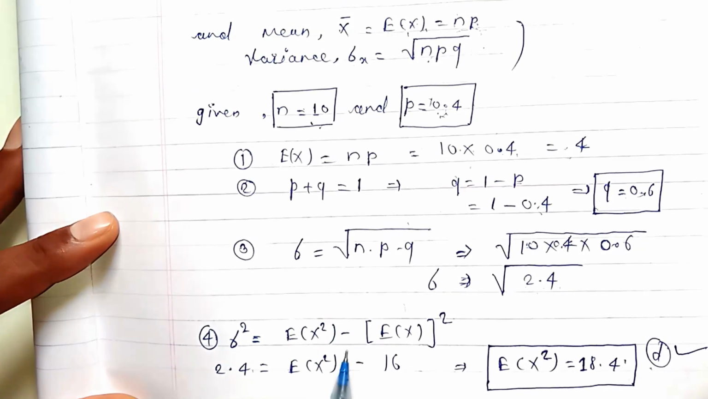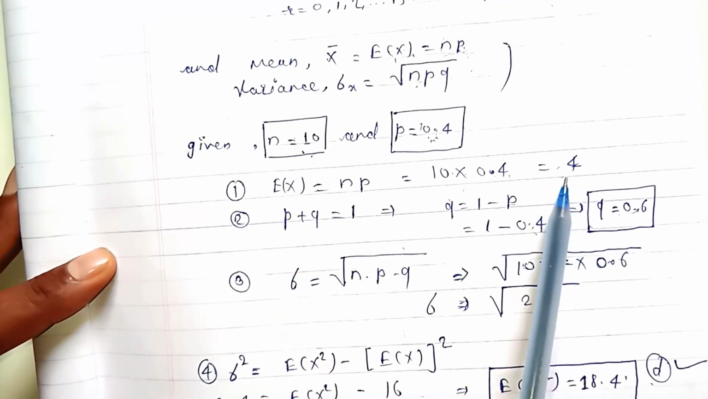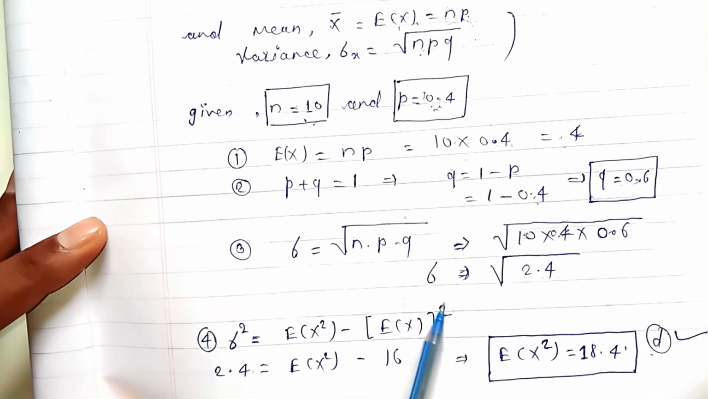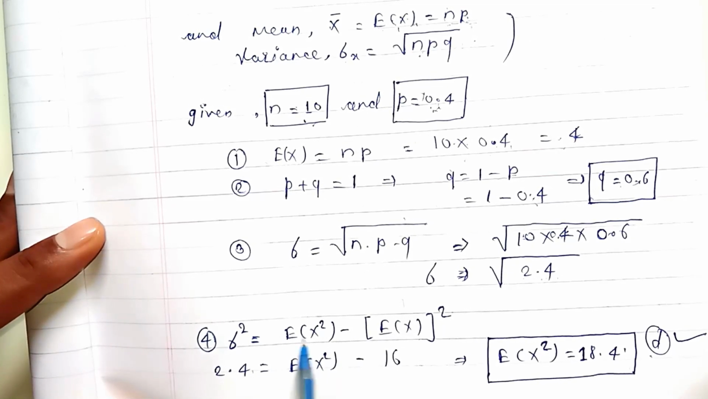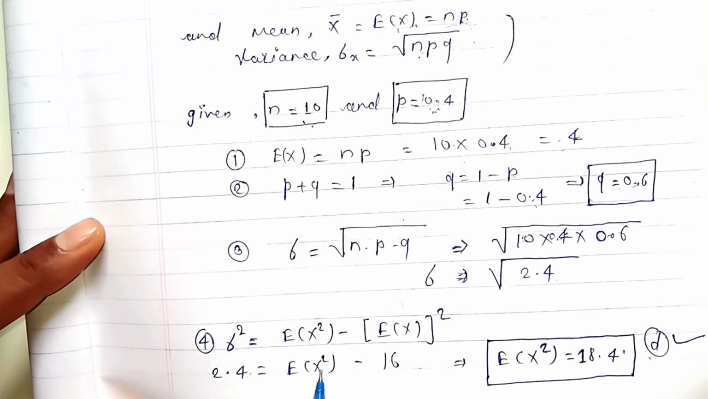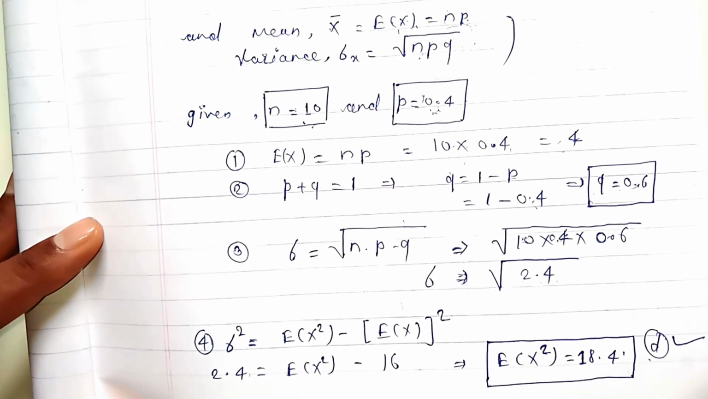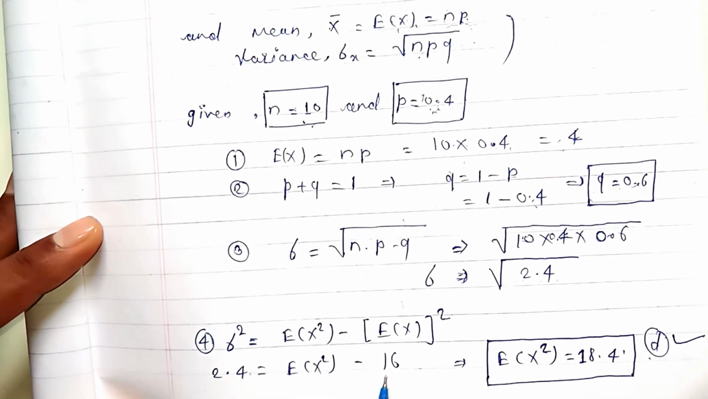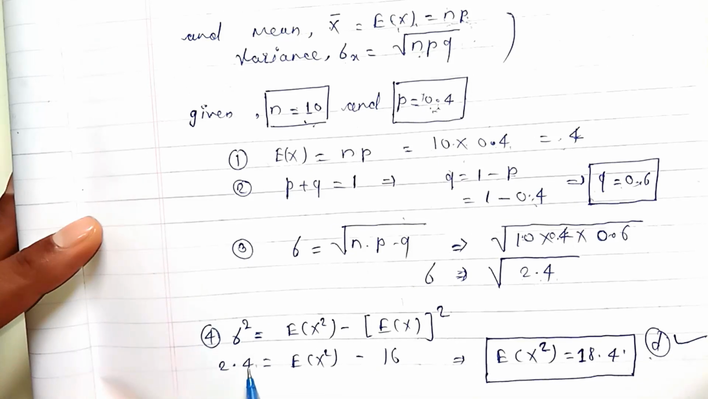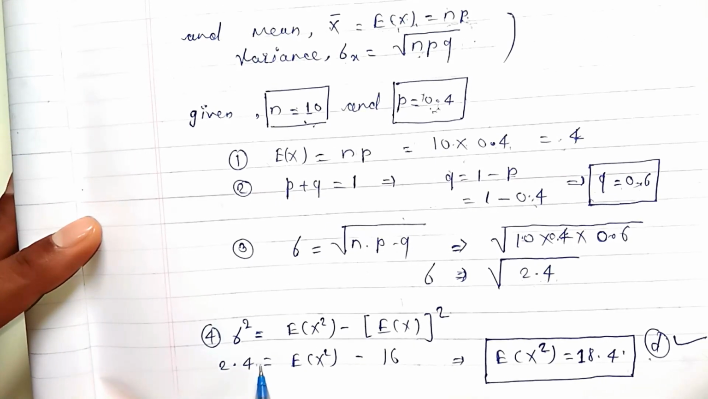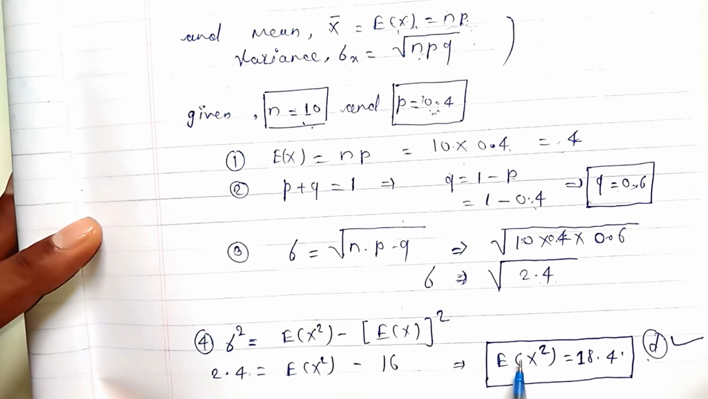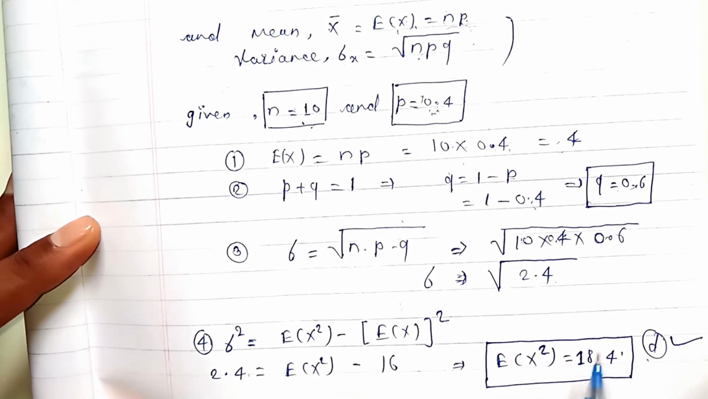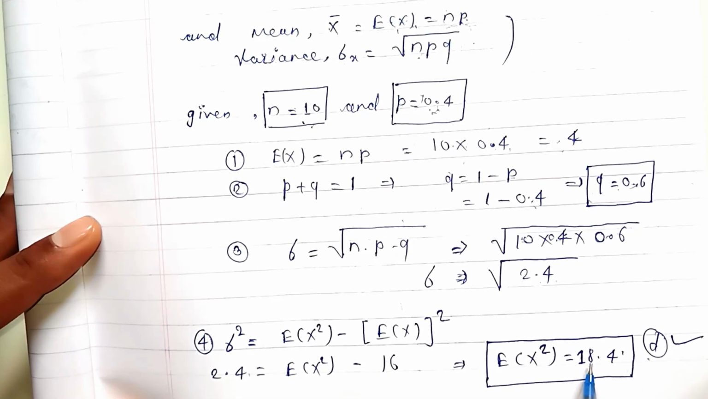And E of X square, that is what we want the value for here. Now we got the value for E of X as 4, and E of X squared, it comes to 16. Okay, that means expected value for the discrete random variable, bracket square. So take that negative term over here, so it gets positive. So 2.4 plus 16 is 18.4. Okay, so we got the required value for E of X square. It's going to be 18.4.